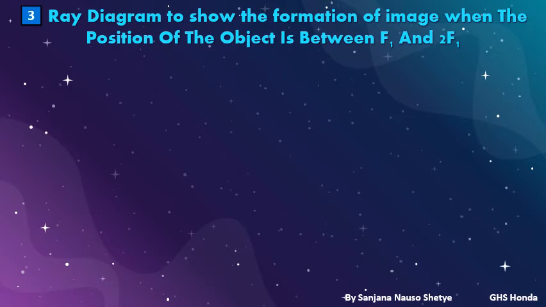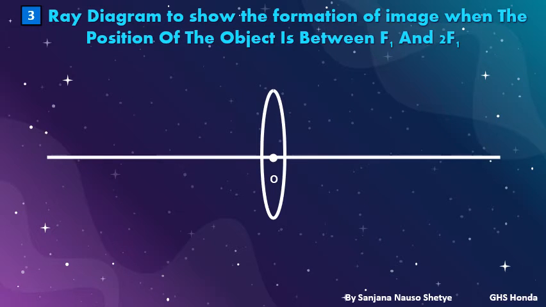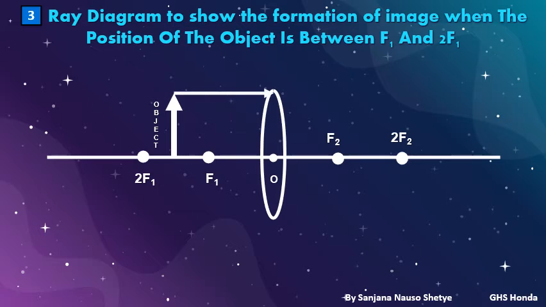Third, ray diagram to show the formation of image when the position of the object is between F1 and 2F1. Draw a convex lens with center O. Draw principal axis. Then draw points F1, F2, 2F1 and 2F2 at equal distances which represent focal length. Draw an upward arrow from the principal axis which represents an object.